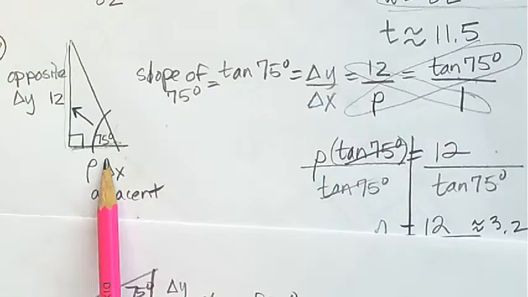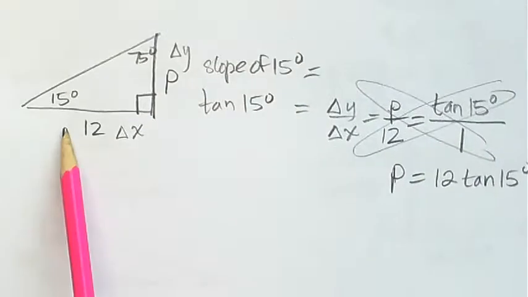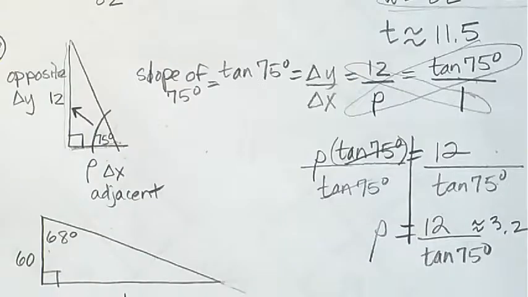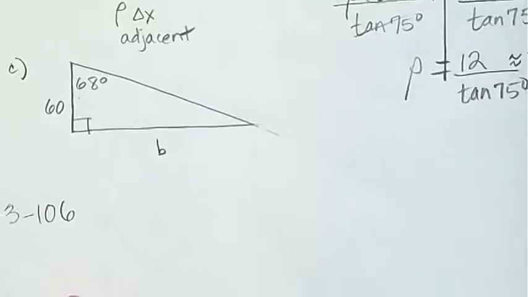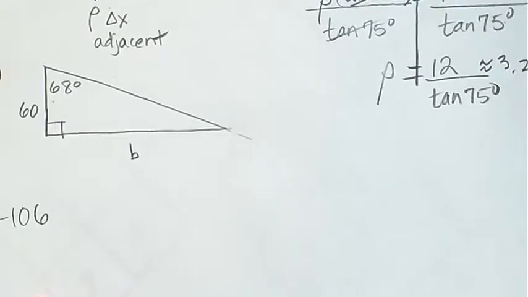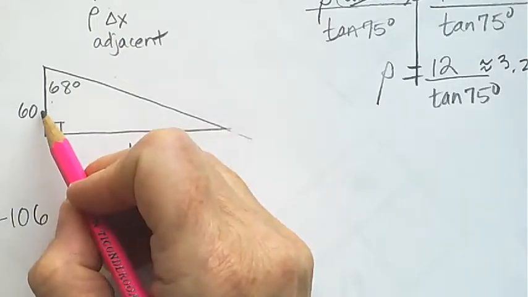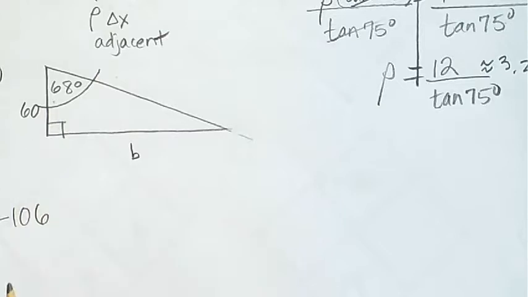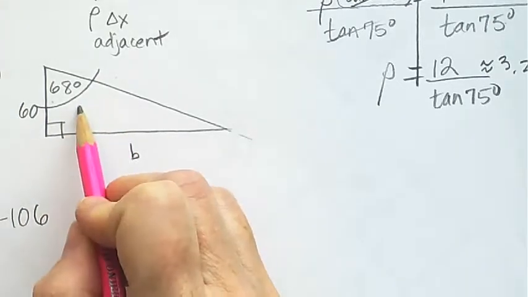The slope of 75 is the reciprocal of the slope of 15. So you can set it up based on either angle and still get the right answer, as long as it's set up correctly. Okay, for part C, let's try to do this without reorienting the triangle. Let's look at 68. Actually, this one's on our trig table graphic organizer.